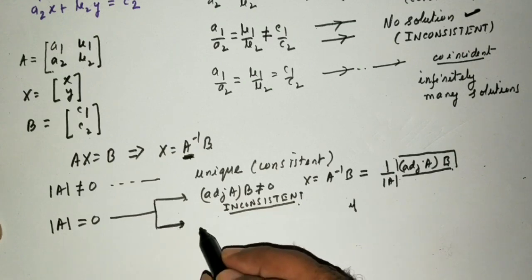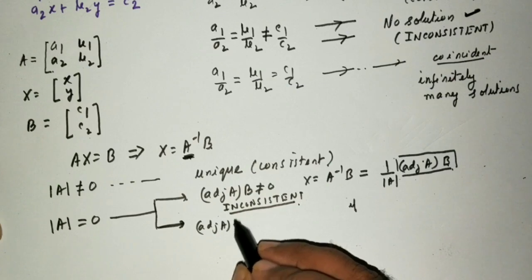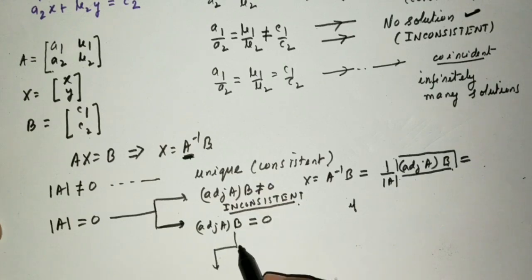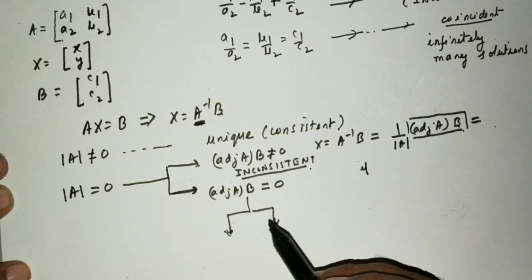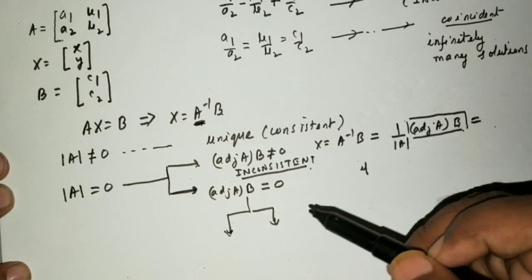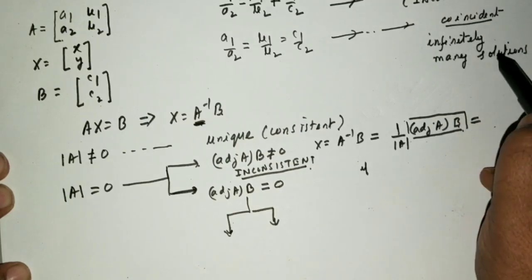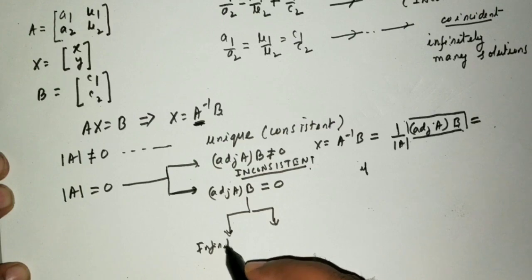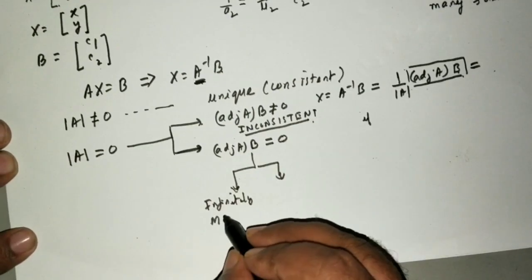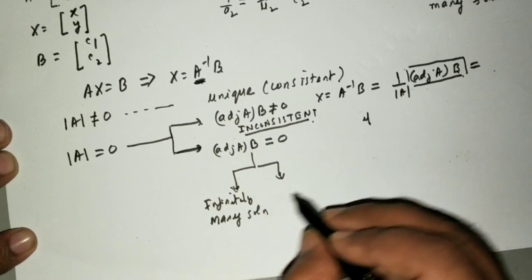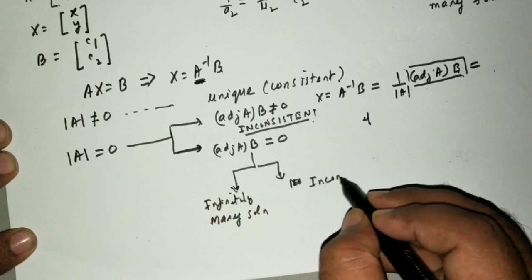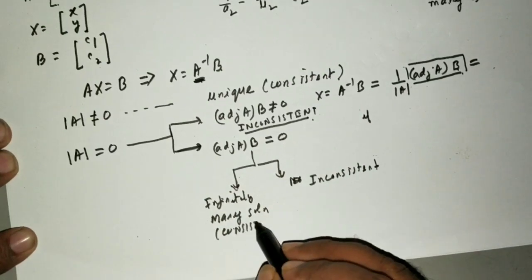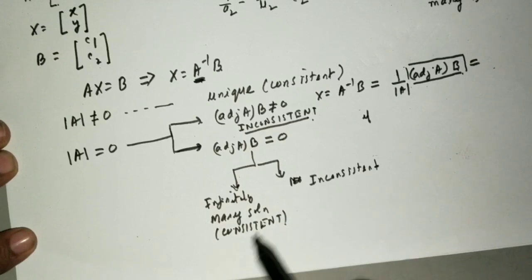And this is the case when adjoint of A into B is also equal to 0, then we have two conditions here. It can be either infinitely many solutions or no solution, or inconsistent. In this case it is consistent. So this is what we are going to deal with in this video.